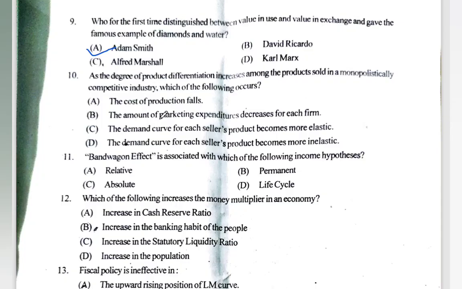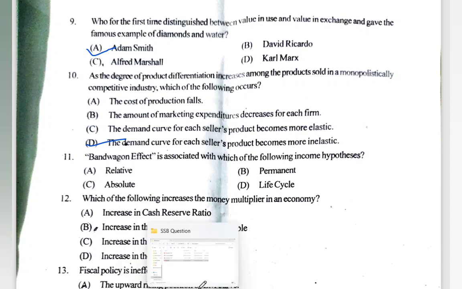Here, product differentiation means heterogeneous goods, not homogeneous goods. For the differentiated product, the demand curve for each seller's product becomes more inelastic. The seller wants to attract more buyers and keep their demand with his product. So the demand curve is less elastic, that is, more inelastic. So the correct answer is option D. The demand curve for each seller's product becomes more inelastic in case of product differentiation.